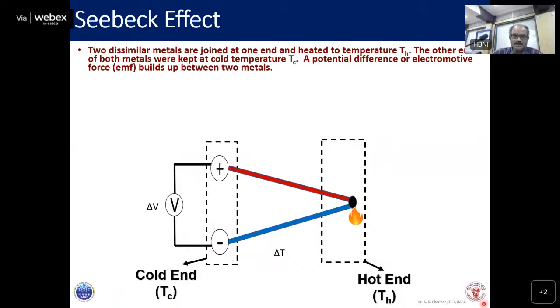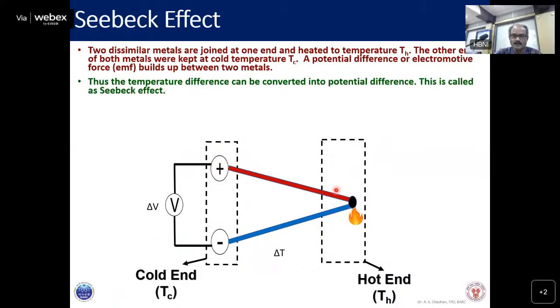So when two dissimilar materials are joined at one end and heated to temperature TH, and the other ends of both metals are kept at the same temperature TC, a potential difference or EMF builds up between these two metals. So here we can see that some potential difference is developed, and this temperature difference can be converted into potential difference. It is obvious. So here it was delta T, and correspondingly it has been converted into delta V.